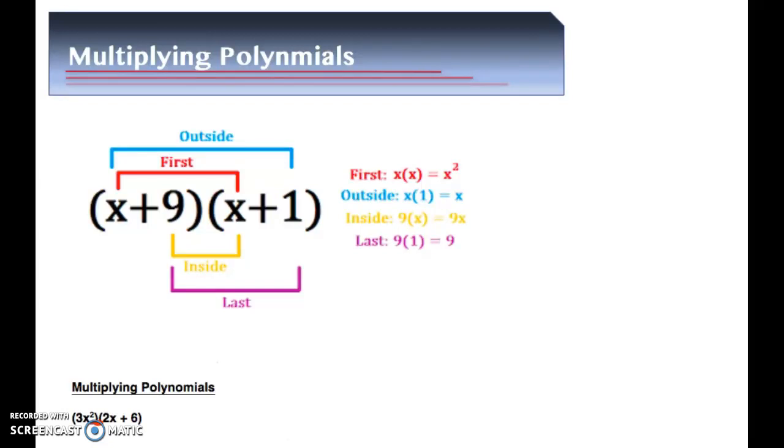Hello, in this video we're going to have a look at the steps involved in multiplying polynomials. One of the most popular methods for multiplying polynomials is called the FOIL method. And the FOIL method is a nice little acronym for first terms multiply, the outside terms multiply, the inside terms multiply, and multiply the last terms.